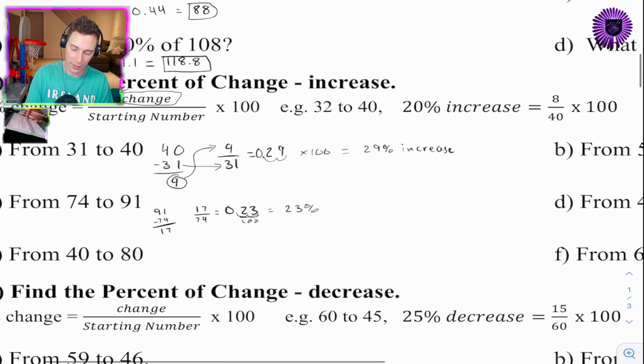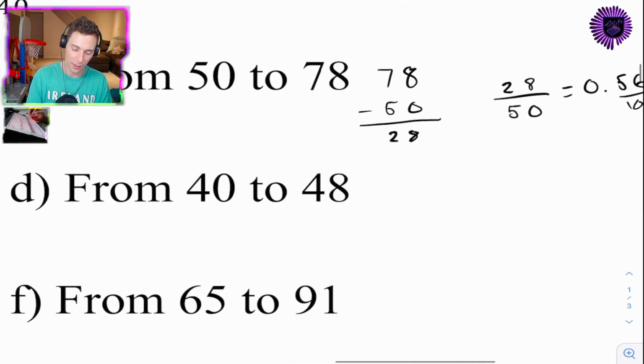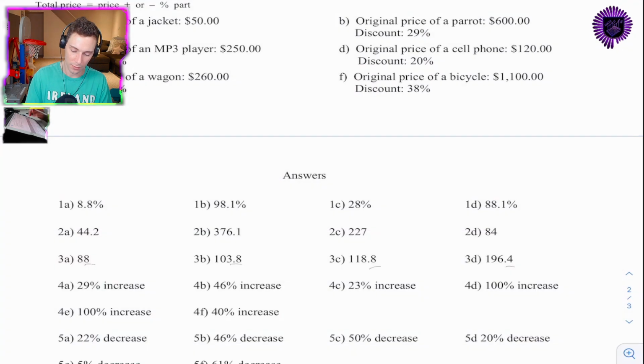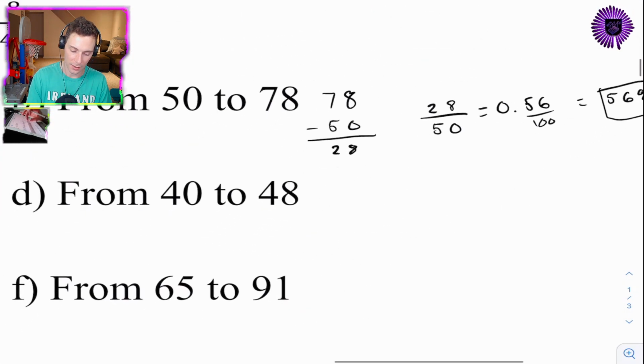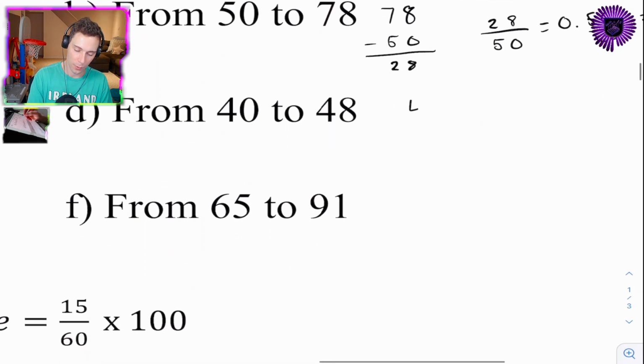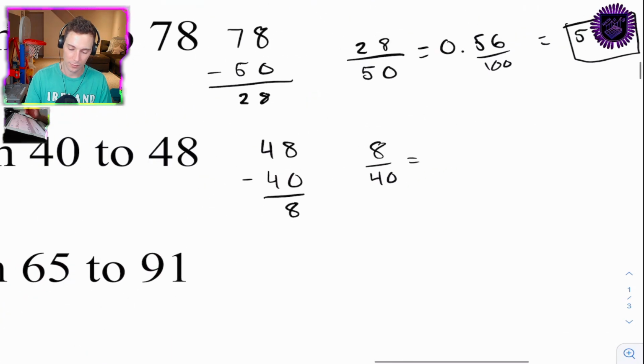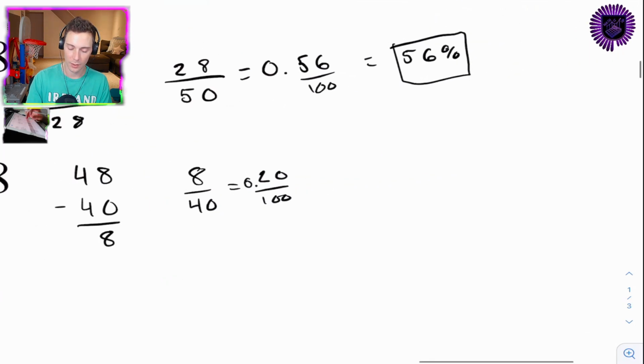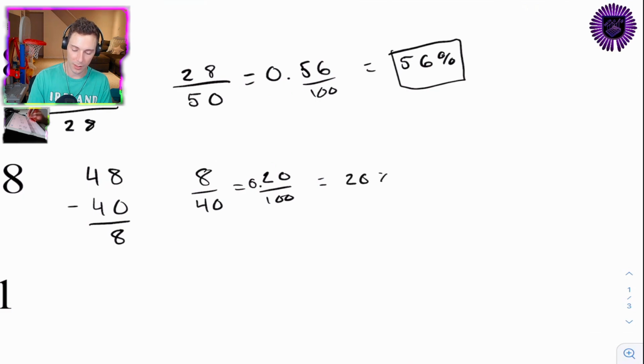Question 4D. Okey doke. 4D is going to be 48 minus 40, which gives us 8. 8 over 40 is going to be equal to 20%, equal to 20 over 100, or 0.2 over 100. 20 over 100 is going to be equal to 20%, and this is, of course, an increase.